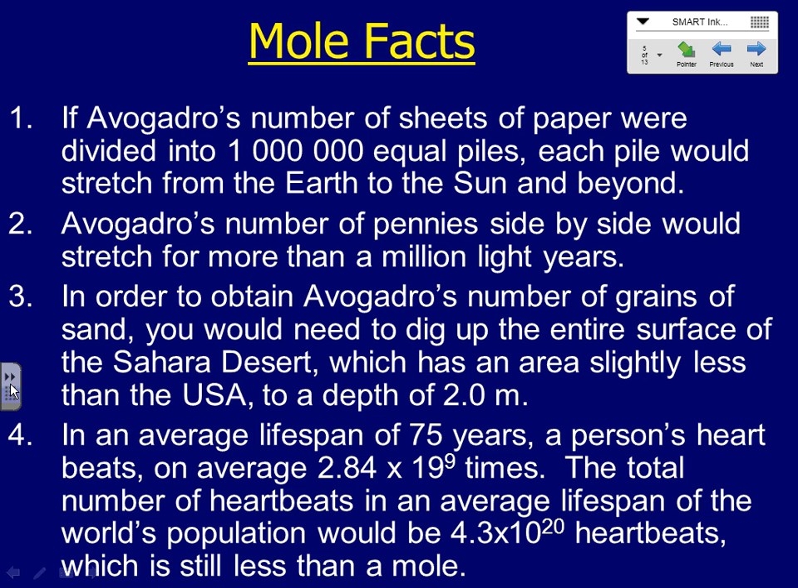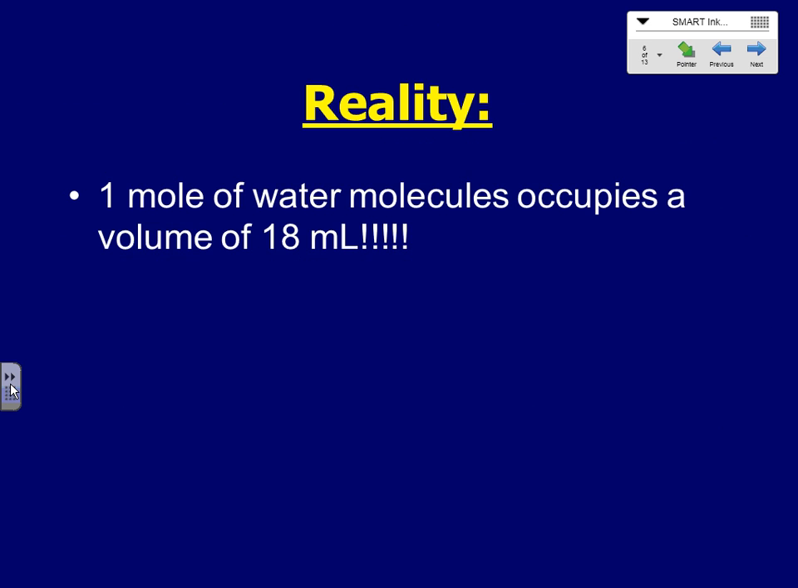In an average lifespan of 75 years, a person's heart beats on average, that's supposed to be a 10, that's a typo right there, on average 2.84 times 10 to the 9 times. The total number of heartbeats in an average lifespan of the entire population would be 4.3 times 10 to the 20 heartbeats. Still not a mole. So a mole is a really big number. That's all I'm trying to get across here, is that a mole is a huge number.